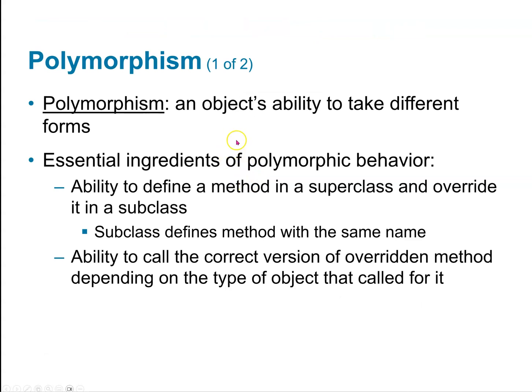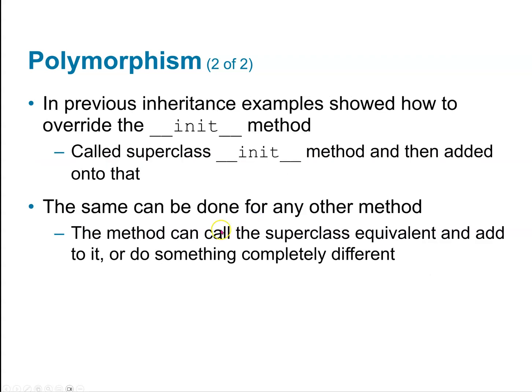Polymorphism is an object's ability to take different forms. The essential ingredients of polymorphism are the ability to define a method in a superclass and override it in a subclass that says, when I'm a car, you do X, you drive. When I'm a plane, a vehicle, if using vehicle as a superclass, I fly. Methods have the same name but could do different things. And the ability to call the correct version of an overridden method depends on the type of object that called for it. In previous inheritance examples, we showed how to override the init method.